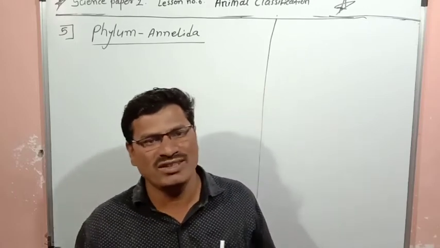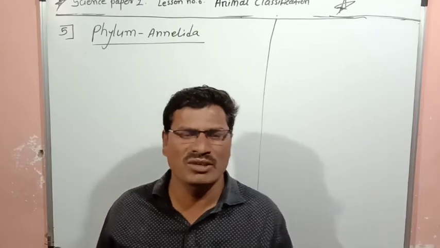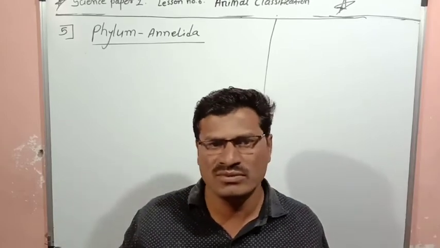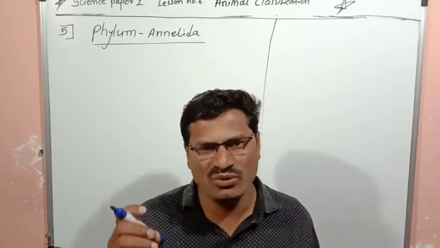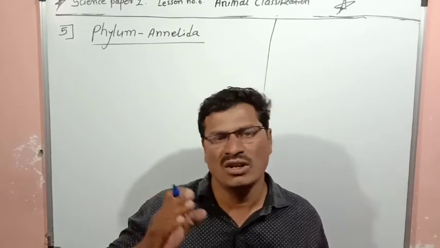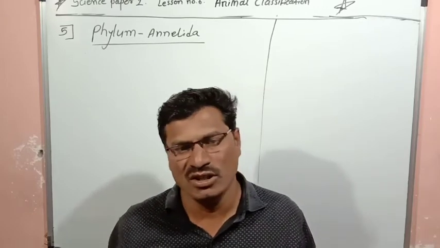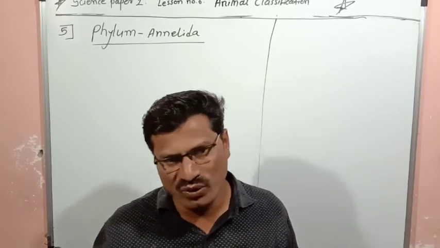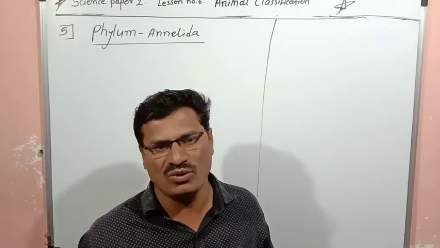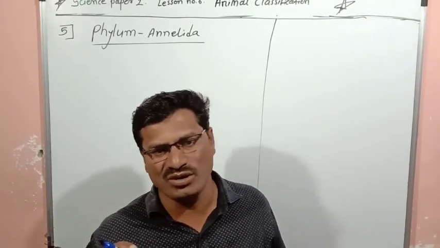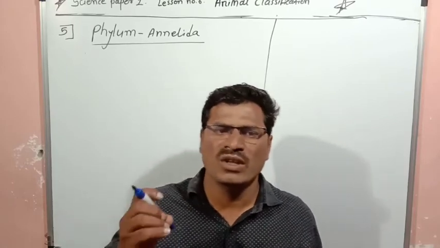Second point: most of these animals are free living. Free living organisms are found in marine water, fresh water, and some are terrestrial. So those that are free living are found in marine water, fresh water, as well as on land.